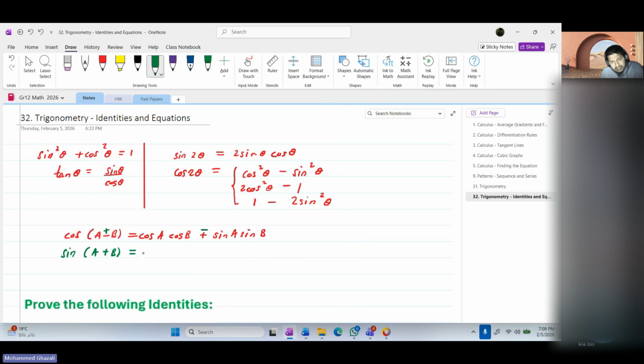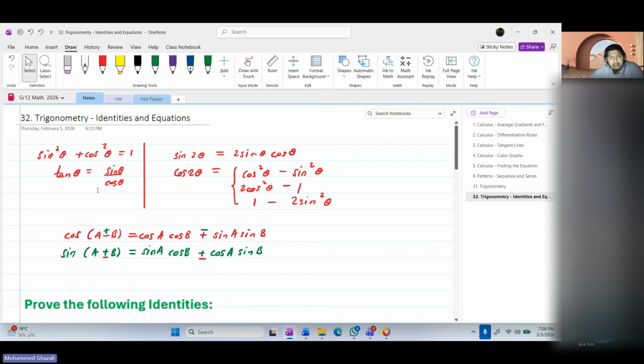What is sine of A plus B? Which is sine A cos B plus, for sine, the sign remains the same, cos A sine B, right? And the minus is followed by a minus. So these are all the formulas you need.